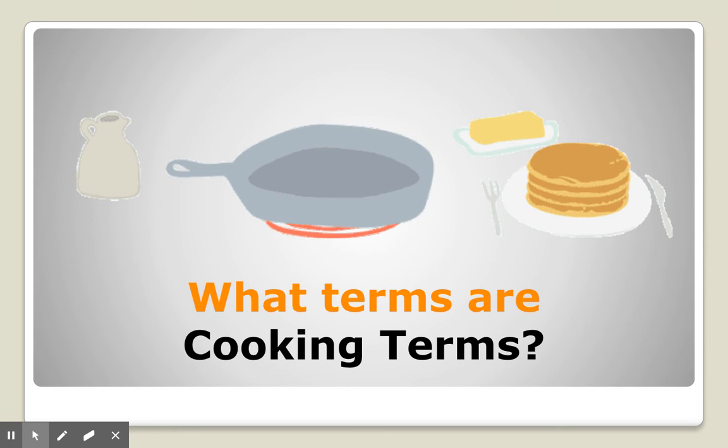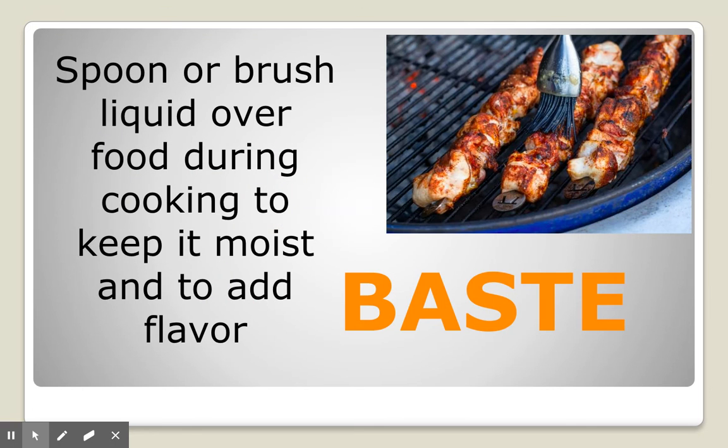All right, our last section is what terms are good for cooking terms, or what terms can you think of are cooking terms? If you do any grilling or marinating, you might baste or spoon or brush liquid over the food during cooking to keep it moist and to add flavor. So that's where it could be a marinade, or it could be like a barbecue sauce or some other kind of sauce that you use a basting brush to almost paint it over your food product.